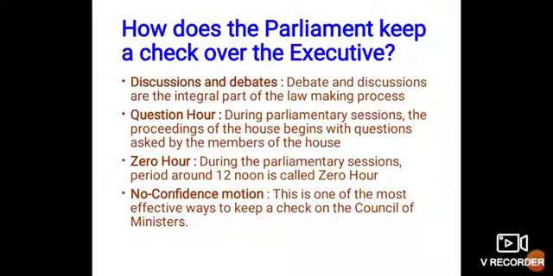So they ask about various issues, rules, regulations, whatever they bring up, and the respective minister should give the answer. But many times it happens that the member who asked the question is not satisfied with the answer he gets from that particular minister. So at such a time, argument takes place.